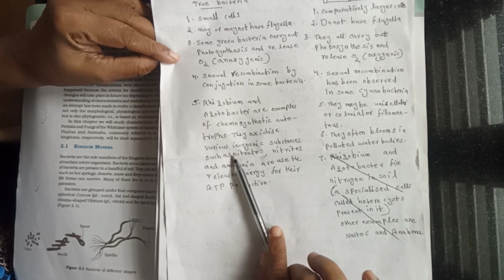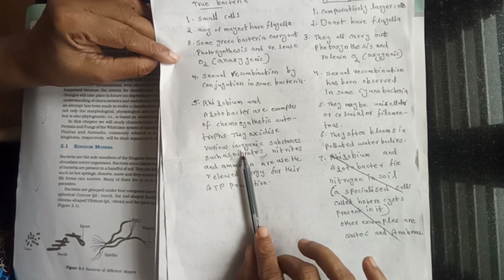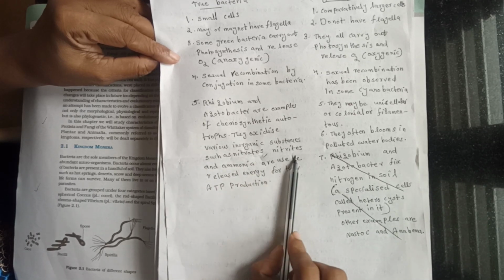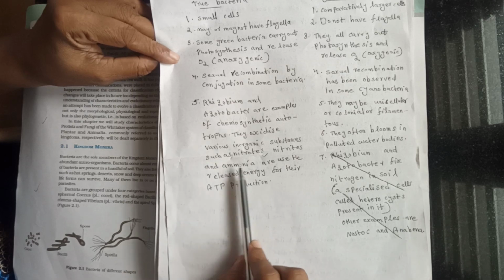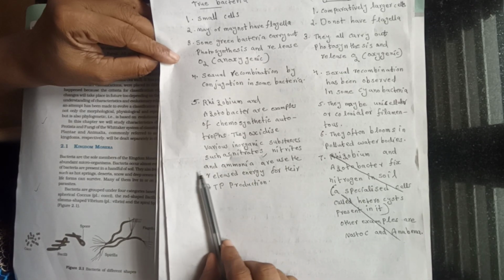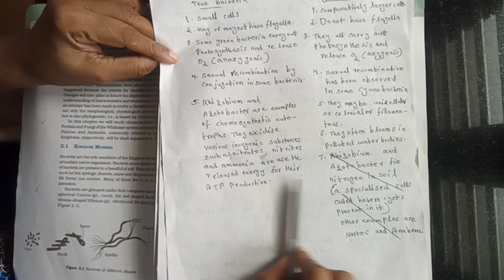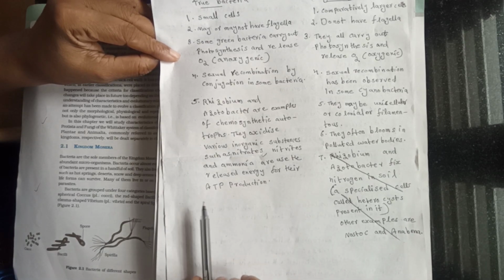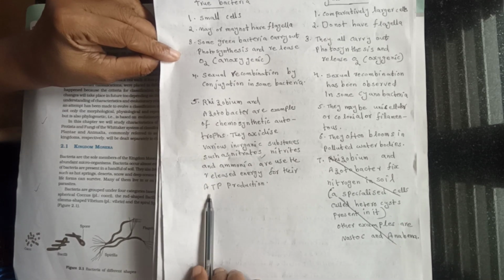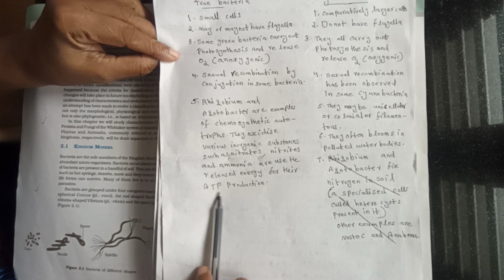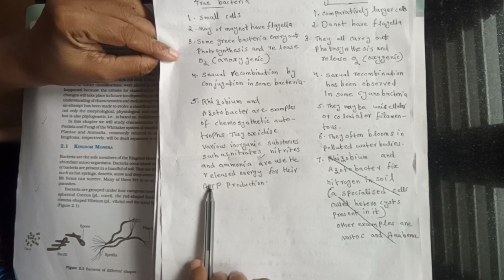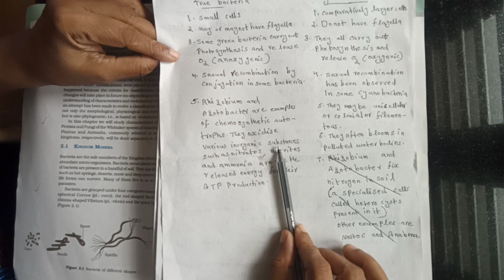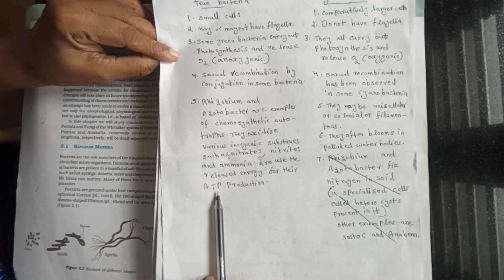They oxidize various inorganic substances, for example nitrates, nitrites and ammonia, and use the released energy for ATP production. ATP means adenosine triphosphate. It is a cell organelle. ATP is usually seen in mitochondria. In mitochondria, energy is stored in the form of adenosine triphosphate.